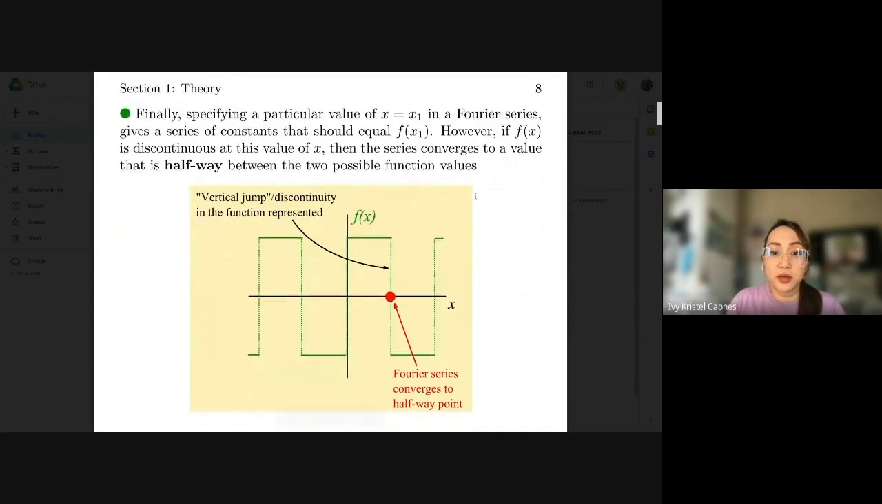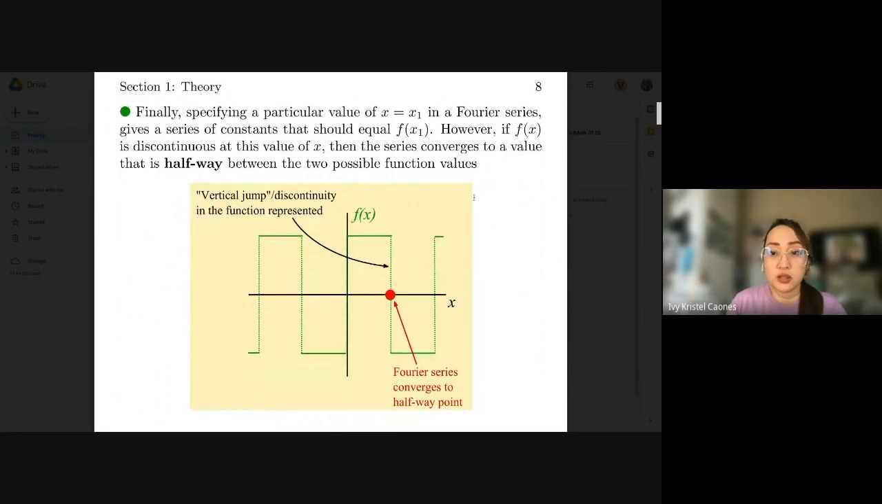Finally, specifying the particular value of x in a Fourier series gives a series of constants that should equal f of x. However, if the function of x is discontinuous at this value of x, then the series converges to a value that is halfway between the two possible function values.